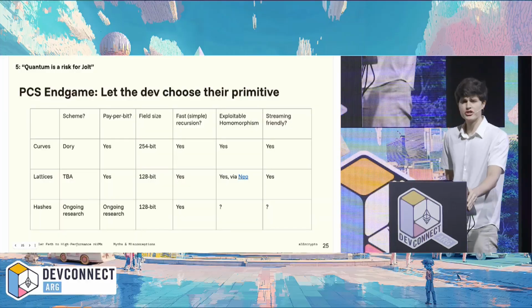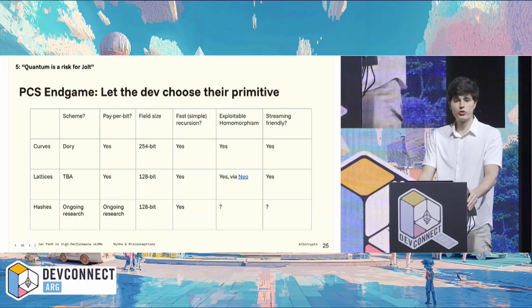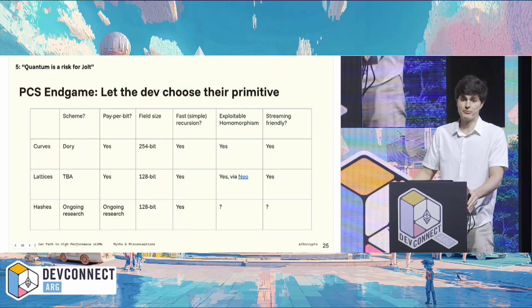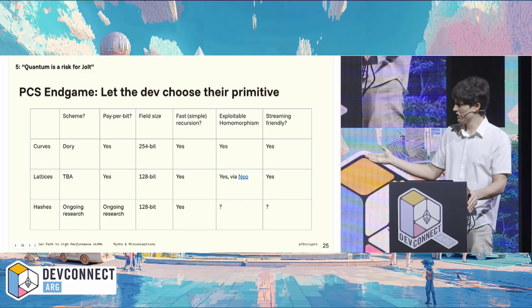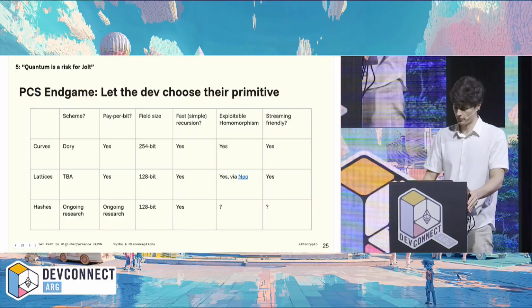Now, in the end, I actually expect, because of Jolt's uniquely modular design, that we will be able to support all primitives, and the developer will just be able to pick whichever assumption matches their post-quantum risk appetite. We are still working on hashes, but today, lattices and curves are great options for Jolt.